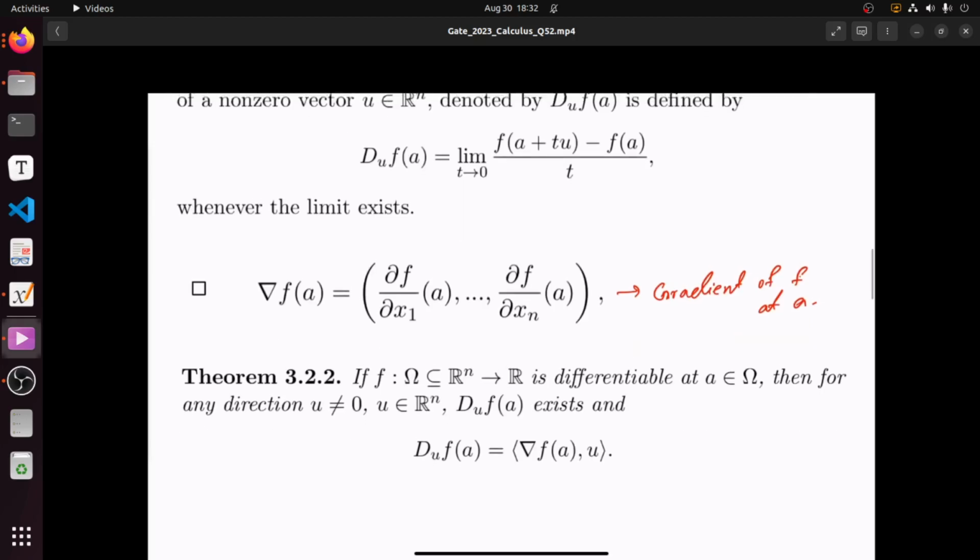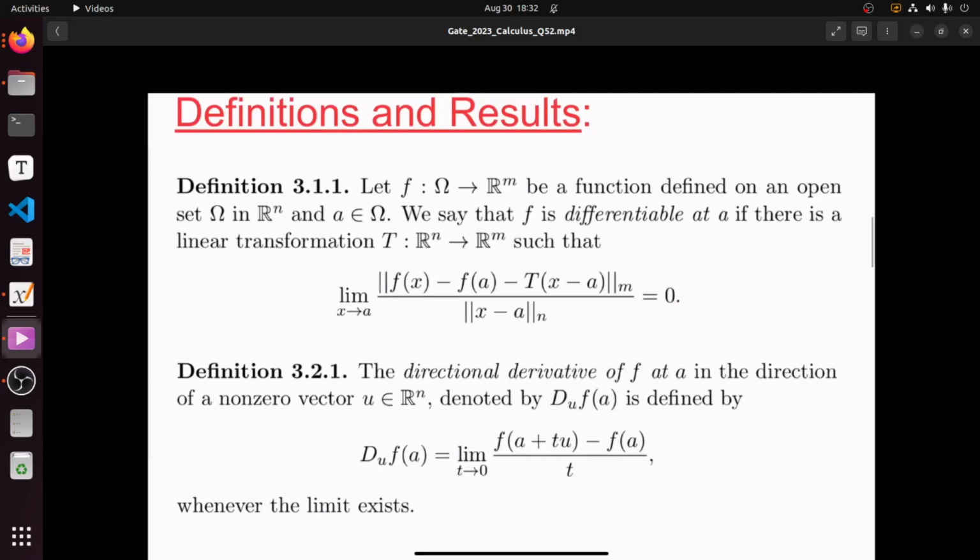And next we need this theorem, which says that if f, which is defined on an open subset of Rn, is differentiable at a point a, then any directional derivative will exist, and the directional derivative can be computed in terms of this inner product of the gradient with the direction u. This theorem we will use to prove the last option. Okay, so let's start to solve the question.